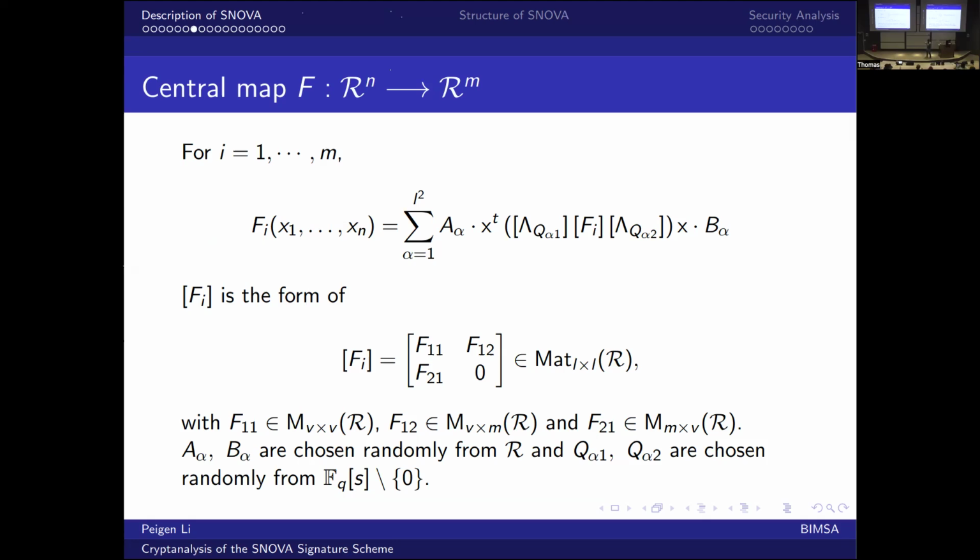I want to say that A alpha and B alpha are necessary here, because if we remove A alpha, B alpha, and Q alpha 1, then for some elements in R^m we can find a pre-image easily. This is why we need A alpha and B alpha, just to avoid some forgery attacks.